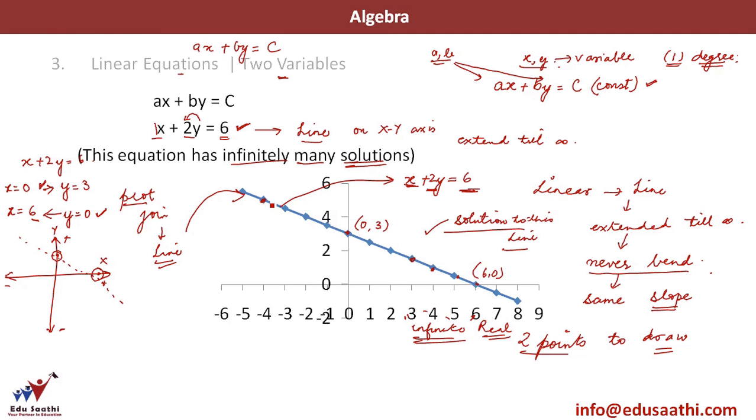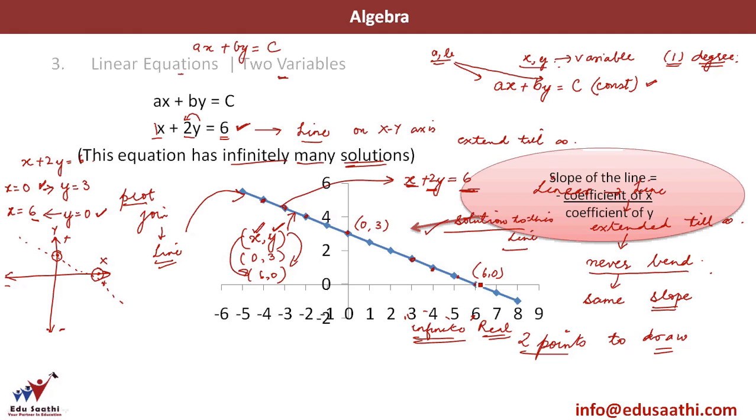Every point, this point, this point, this point would be satisfying the equation of the line, and a point which is satisfying the equation of this line will be known as a solution to this line. So the point will always be written as (x, y). This will be the x coordinate, this will be the y coordinate. So if I write 0, 3 or 6, 0, that means x is 6 and y is 0 for this point.